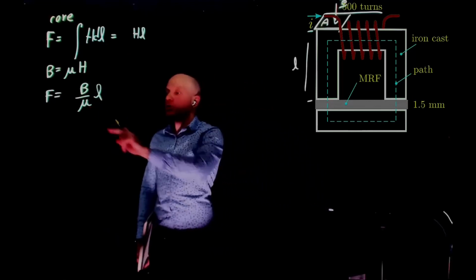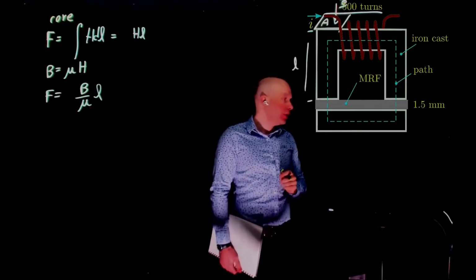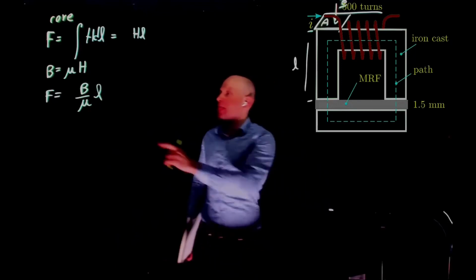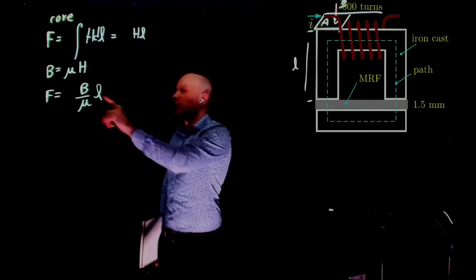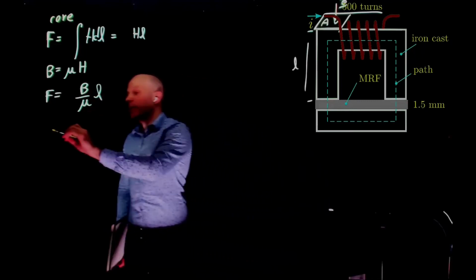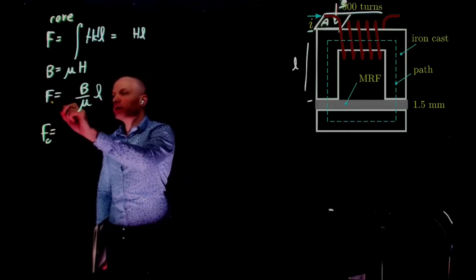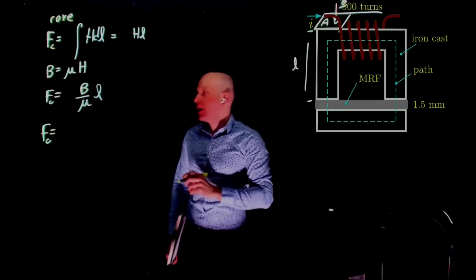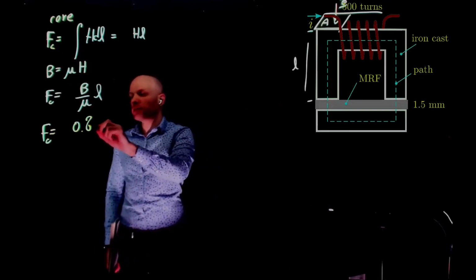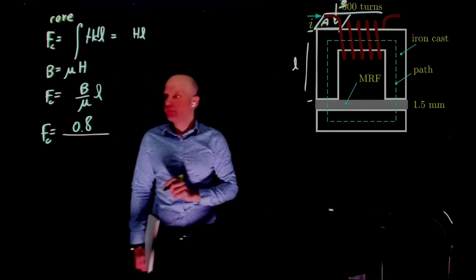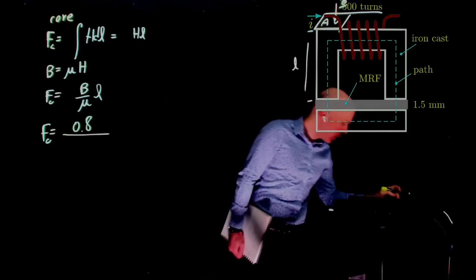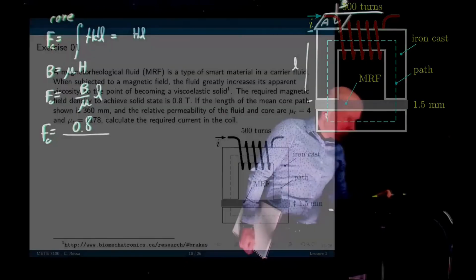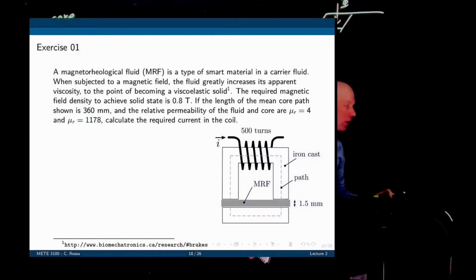So this is for the core. This mu here corresponds to the mu from the core of the system. L is the length of the core path that is given, and B is the induction we want to establish. So the magnetomotive force needed in the core, let's call this Fc, is 0.8 divided by the permeability of the core. We have the relative permeability. How much was that? That is 1178. That is mu R.